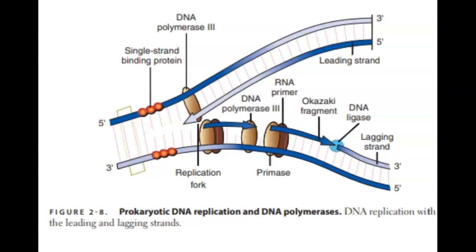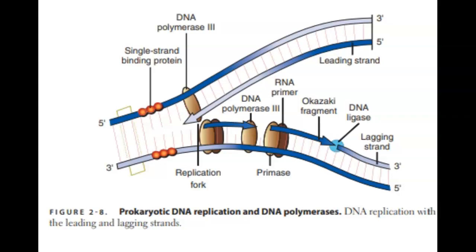It elongates the DNA chain by adding deoxynucleotides to the 3' hydroxyl end of the RNA primer. It continues to add deoxynucleotides in the 5' to 3' direction until it reaches the primer of the preceding fragment. It proofreads each newly added nucleotide, having 3' to 5' exonuclease activity.